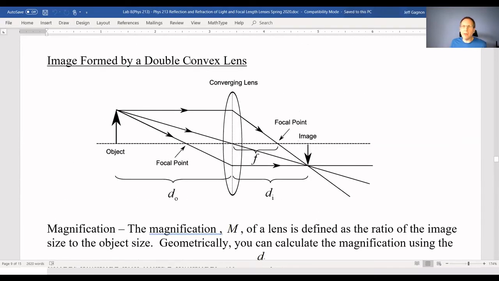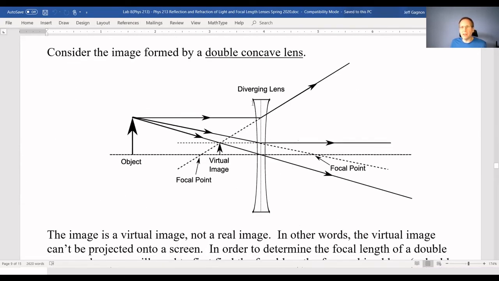Okay, so that was a converging lens, a double convex lens. What about a diverging lens, a double concave lens? What happens here? Well, here's my object, the illuminated object. I'm going to track three rays again. One leaves the tip parallel, and when it refracts through the lens, it's going to diverge away as if, if you extend this backwards, it appears to be coming from the focal point of that diverging lens. The one through the center passes right through the center.